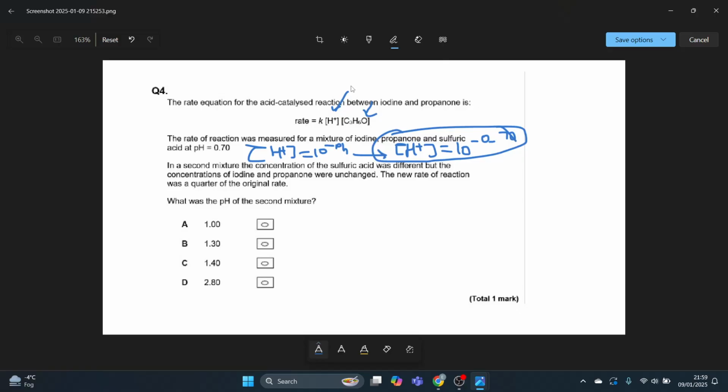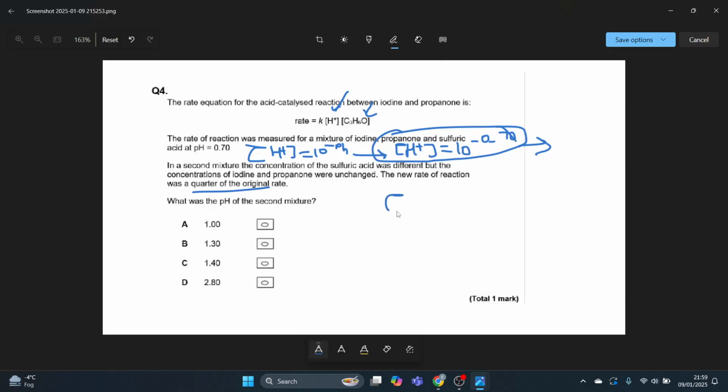If the concentration of propanol stays the same, unchanged, and the rate of reaction was a quarter of the original rate, so decreased by a factor of 4, well, that's going to happen to the concentration of H plus ions. It's going to decrease. We're going to divide it by 4. That's the only way for the rate of reaction to be a quarter of the original rate, because we only have the concentration of H plus ions and propanol in the rate equation. So we find the concentration of H plus ions in the first mixture, and then all we need to do is multiply by 1 over 4. So we need to do 10 to the power minus 0.70 times 1 over 4.